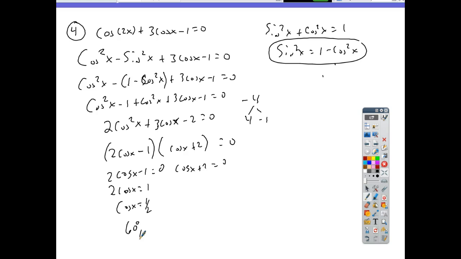Right? Cosine's positive in what quadrants? First and fourth, right? Because all sickly tigers cry. So since cosine's also true in the 4th quadrant, there has to be an answer in the 4th quadrant. What would it be? The reference angle is 60 degrees, right? So that means this is 60 degrees. Which means if I come around here, 300 degrees.